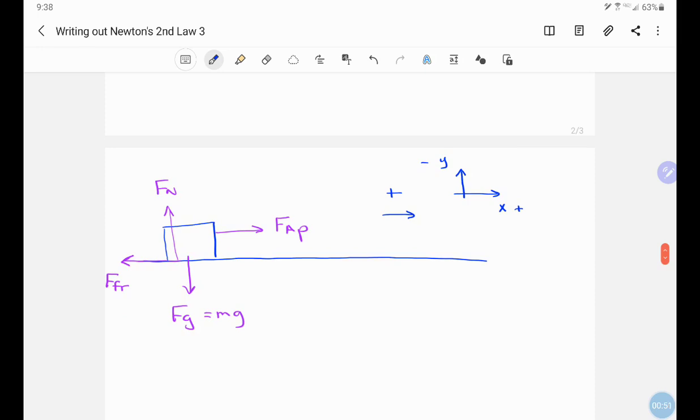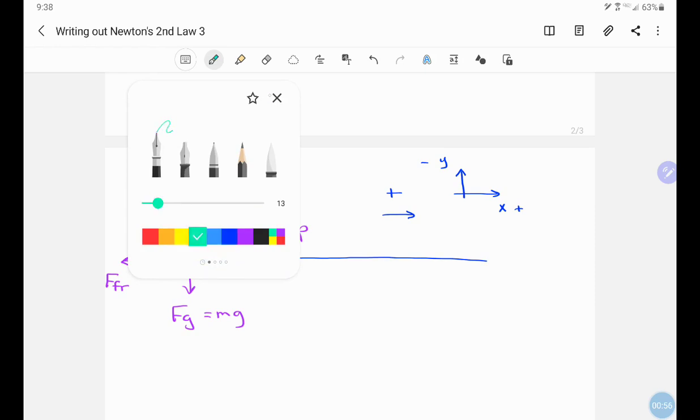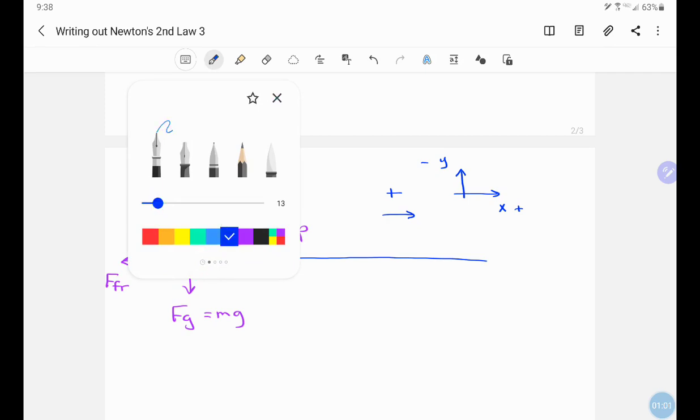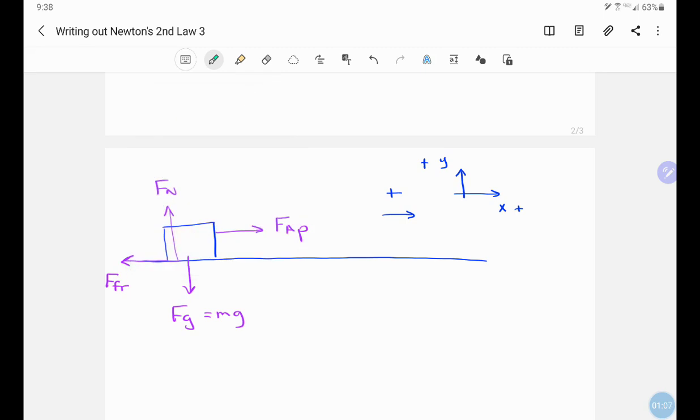Now, with this particular example, none of our forces are at angles, so I can simply apply signs based on my coordinate system. And this should be positive rather than negative. So let's do that. Applied points to the right, so it is positive in the x direction. Friction points to the left, it is negative in the x direction. Normal points up, positive. Gravity points down, negative.